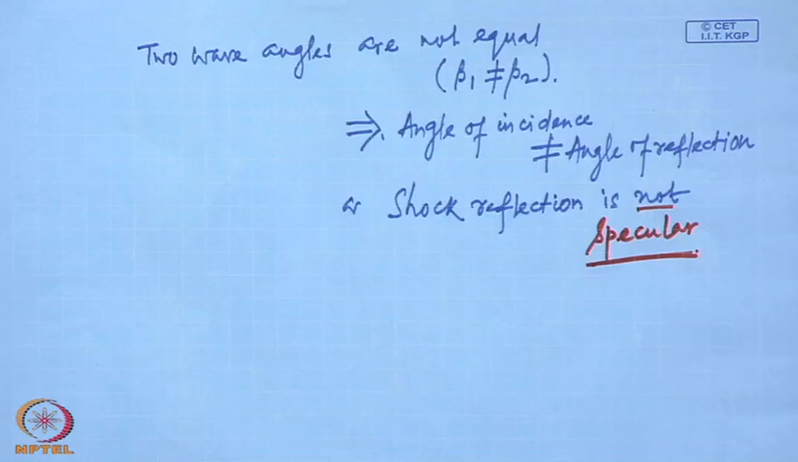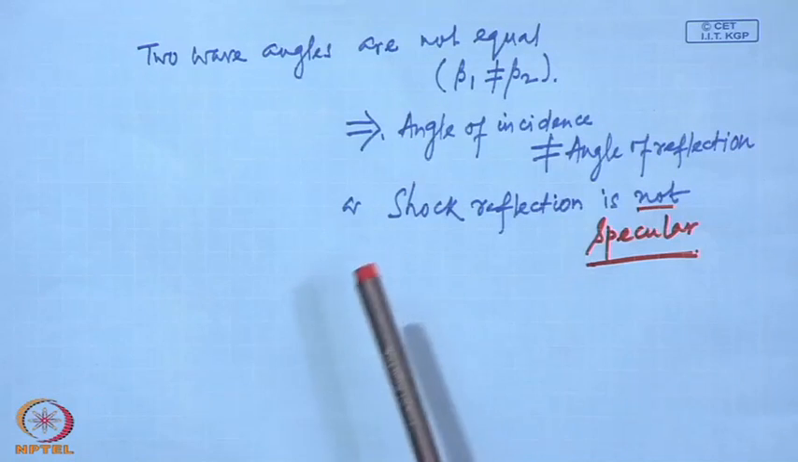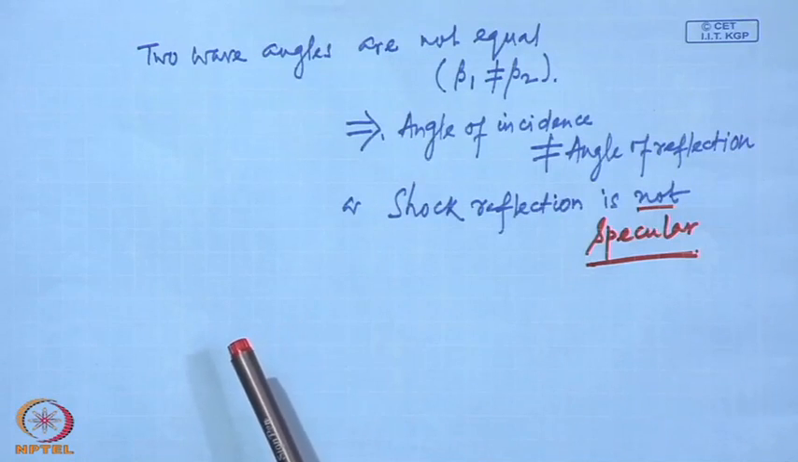A reflection is called specular when the angle of incidence is same as the angle of reflection, and since we see that in a shock reflection this angle of incidence and angle of reflection are not same, the shock reflection is not specular.